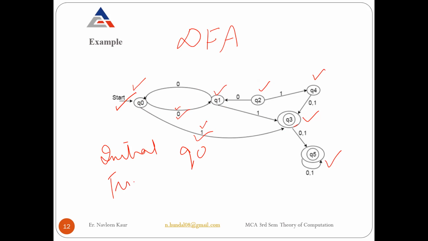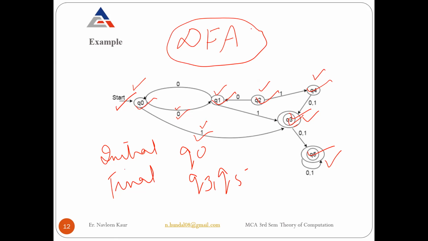And how many final states do you have? You have a total of 2 final states. Q3 is a final state, and Q5 is also a final state. Okay, and other than that, the states are Q0, Q1, Q2, Q3, Q4, and Q5. There are a total of 6 states in this DFA. Now I am about to minimize it. So let's follow some steps to minimize it.